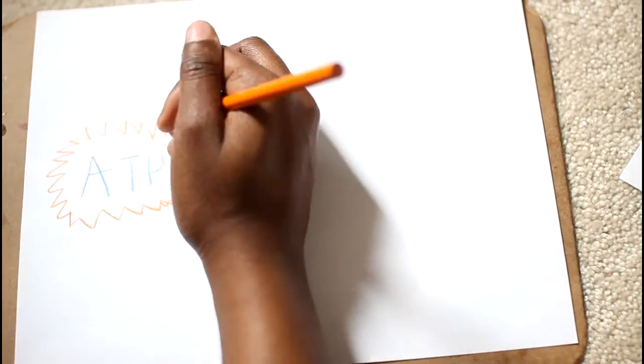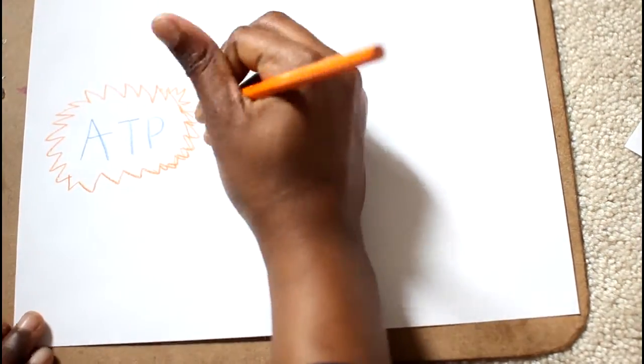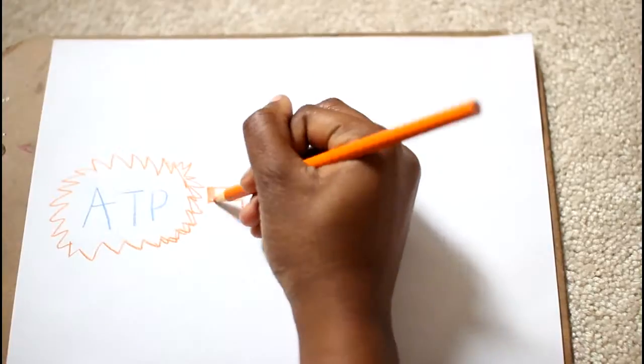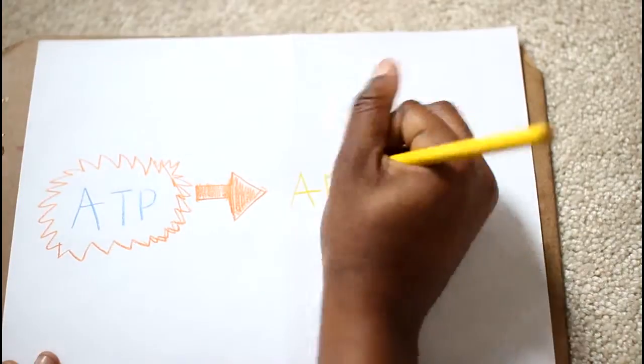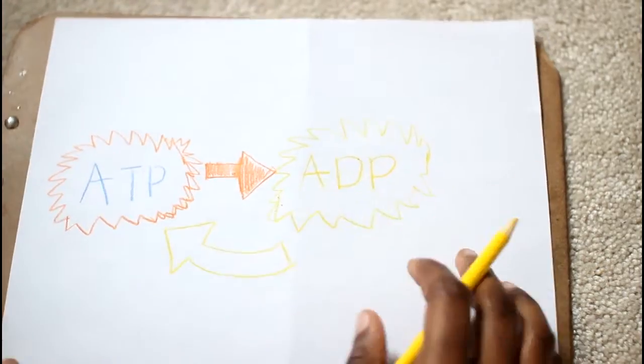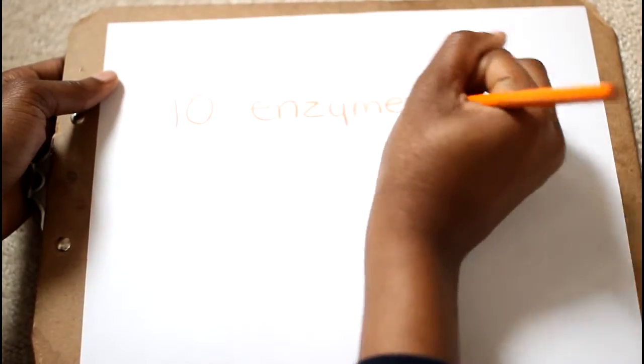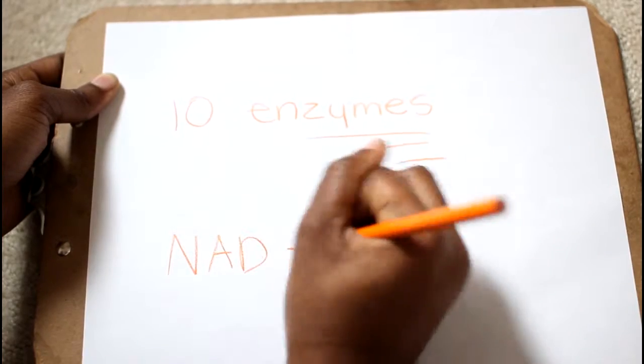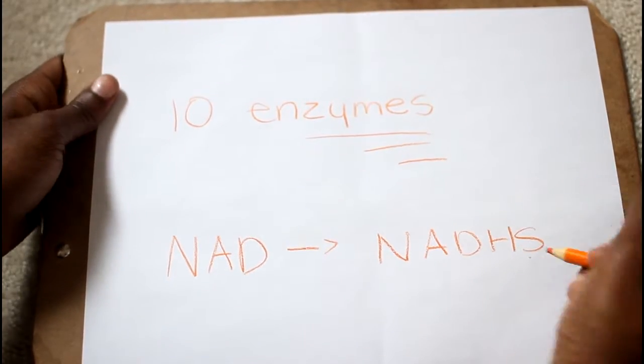So, what are the reactants involved with glycolysis? ATPs are converted into ADPs as soon as the phosphate group is given away. It repeats this cycle for one pyruvate molecule. It also produces 10 enzymes and also NADH, which converts into NADHs.